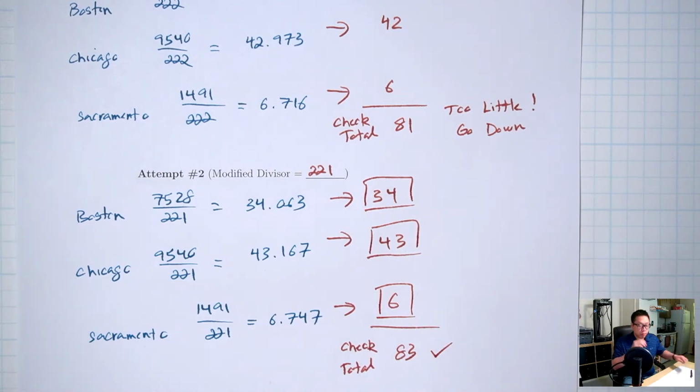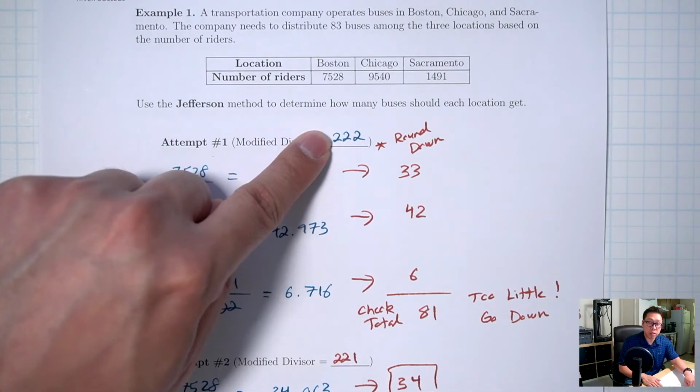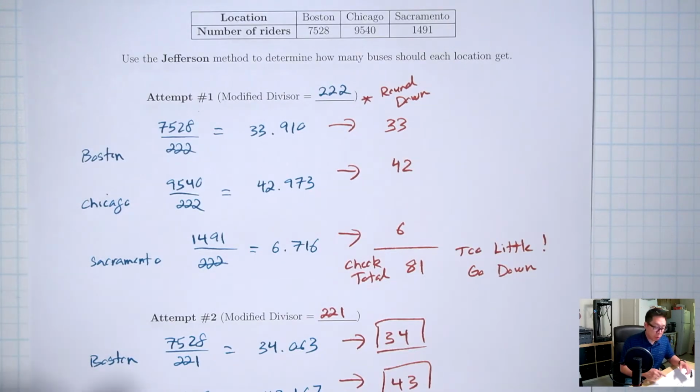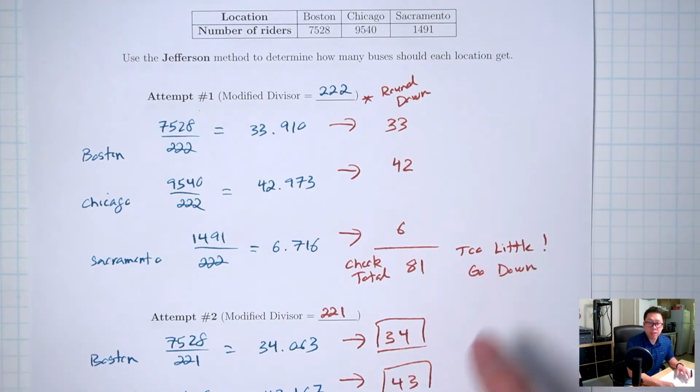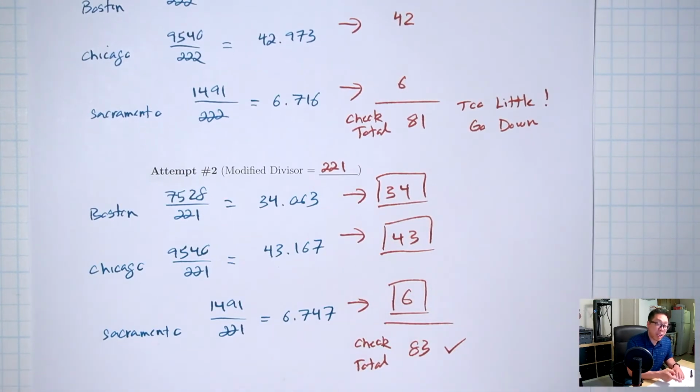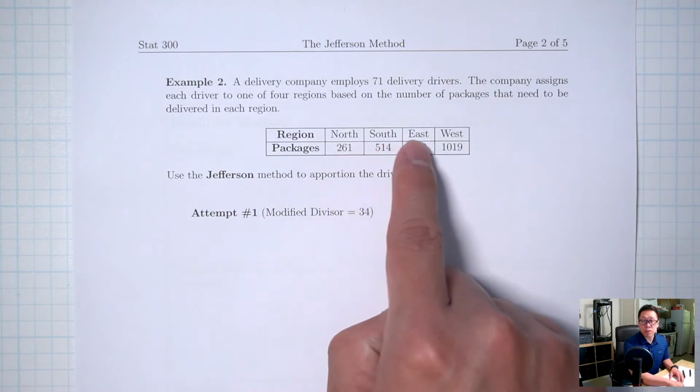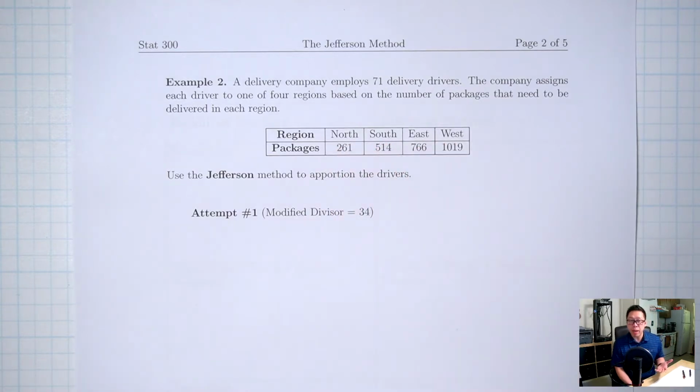So for the problems I give you, I'm going to give you the starting guess. That guess is not going to work. And then depending on whether it's too little or too much, you should either go up or down. And if you pick the right direction, your next guess should work. All right, let's try the Jefferson method on another example. In this example, we're talking about 71 delivery drivers that we need to share among these regions, north, south, east, west, based on a number of packages that need to be delivered in those regions.